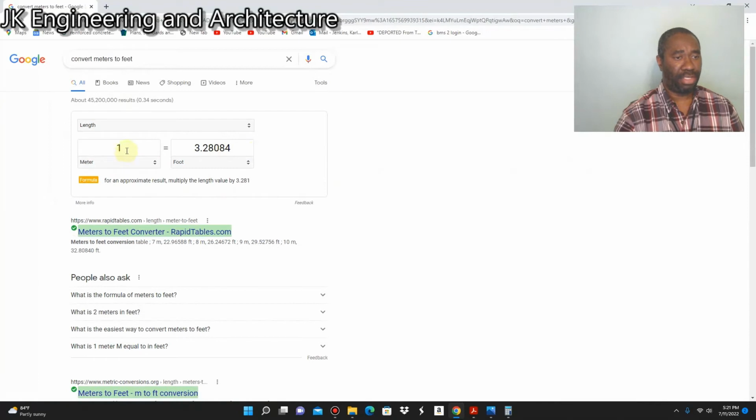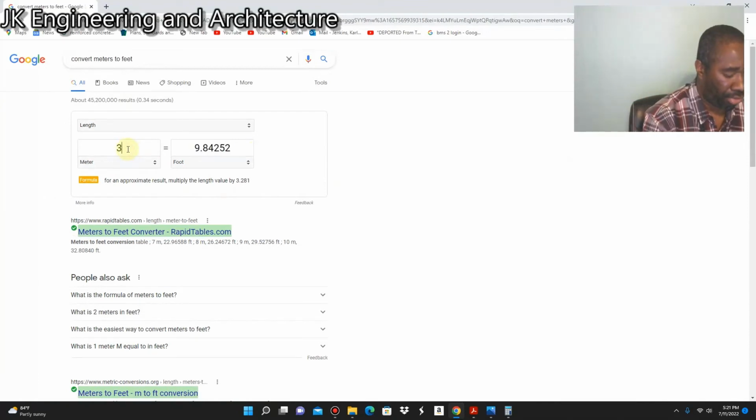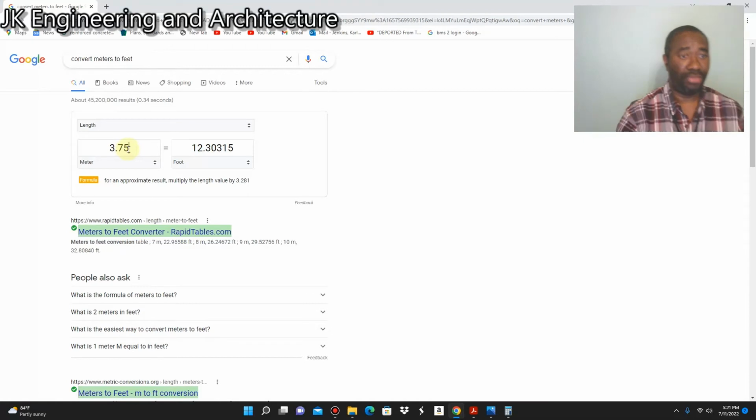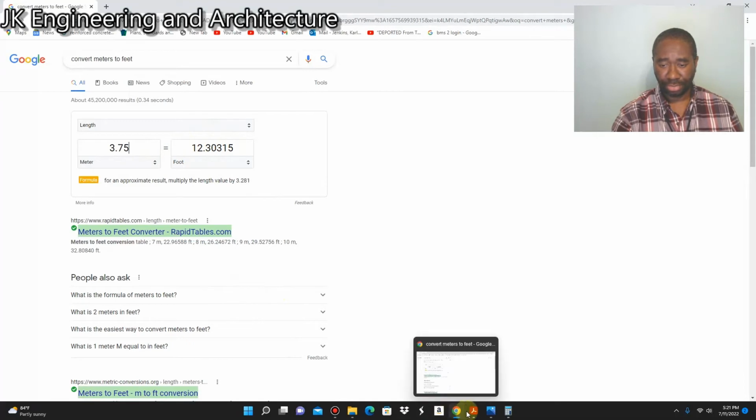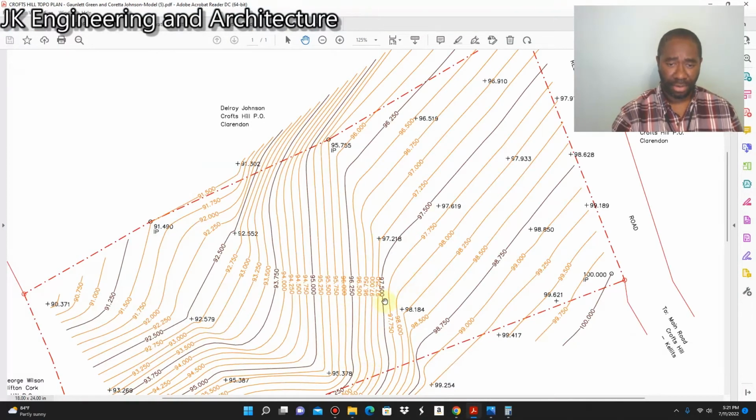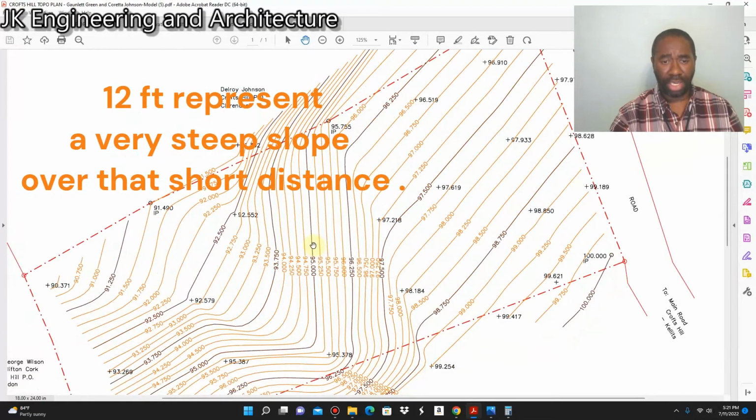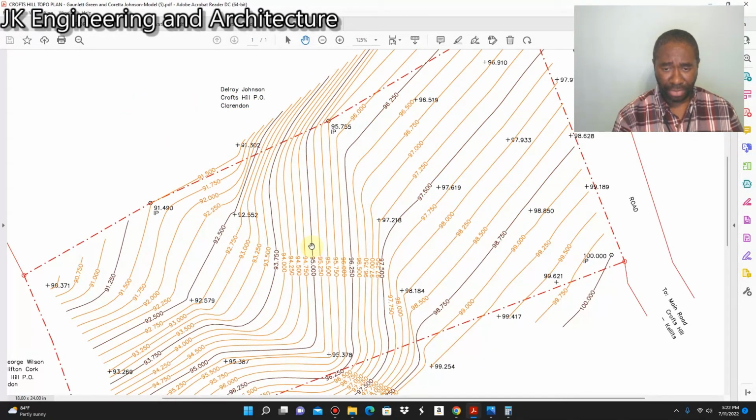So in the meter column, you put in 3.75. So that works out to be approximately 12 feet. So the difference here between 97,500 and 93,750 is 3.75 meter, or an equivalent of 12 feet. And that is quite steep. So this area here is quite steep. So that is how you can check the difference in elevation on your topographical survey.